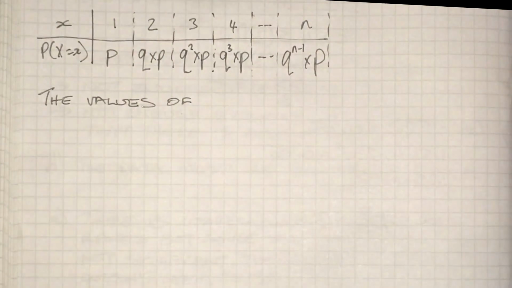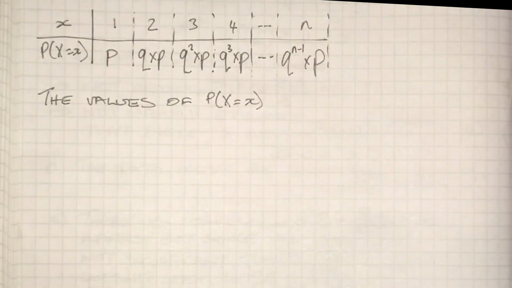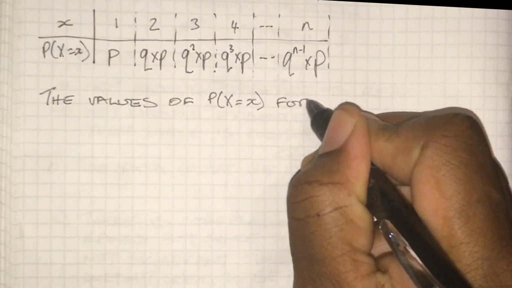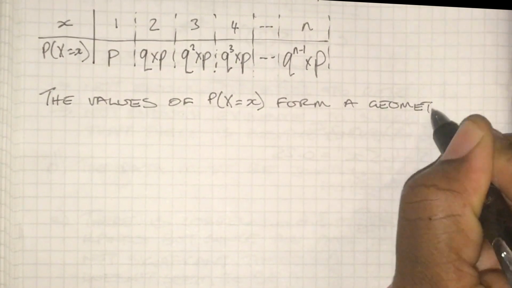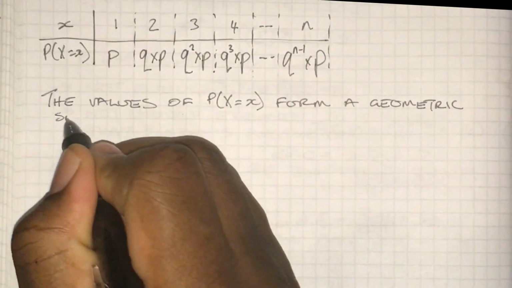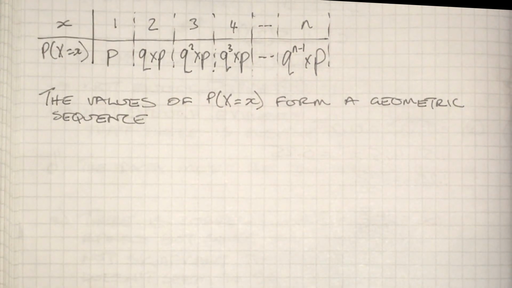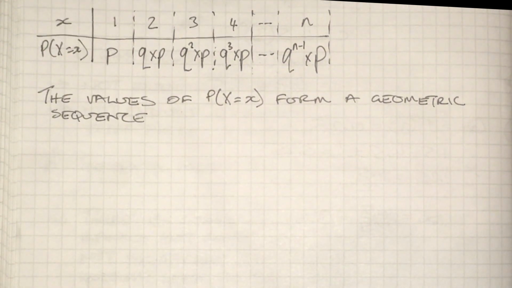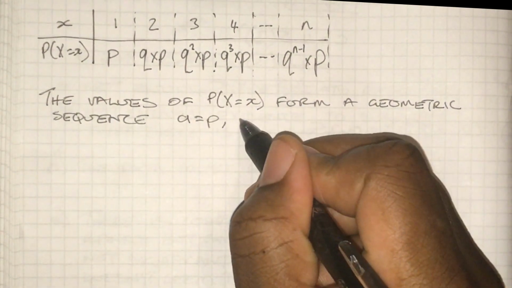Now, something to notice is that the values that we have here form a geometric sequence, where each subsequent value is multiplied by q. There's one extra q factored in for each subsequent probability statement. And this is exactly what we see in a geometric sequence. So a, the first value in the sequence, is p, and the ratio is going to be q.